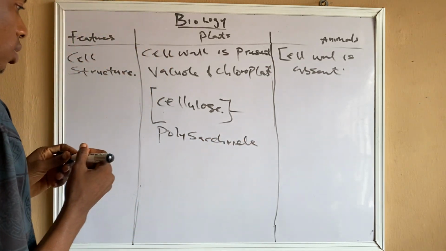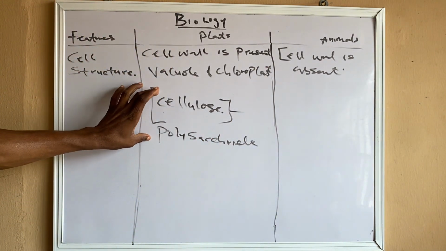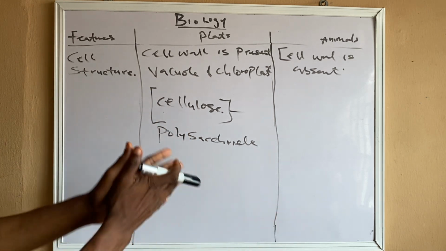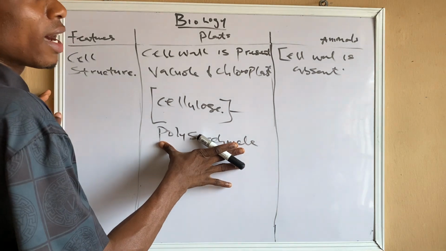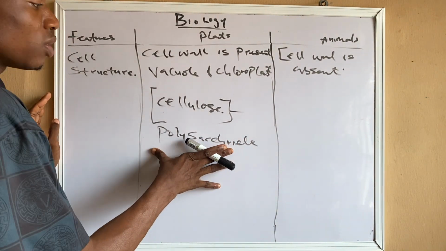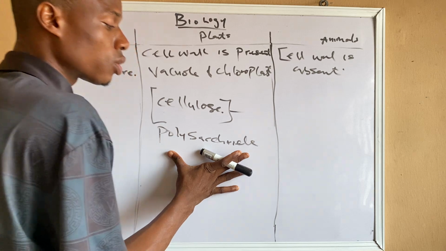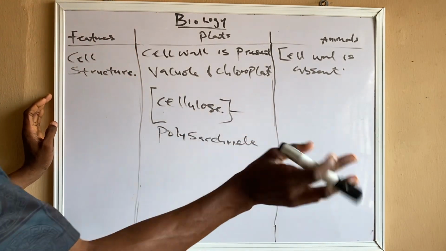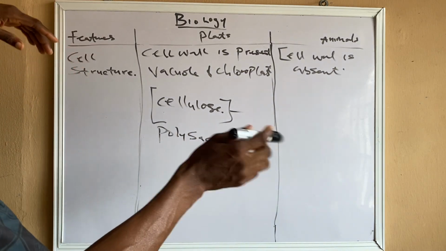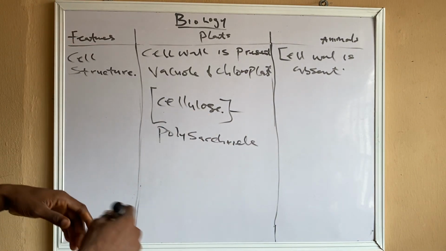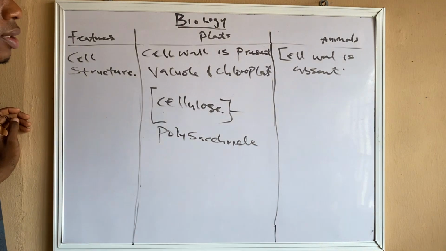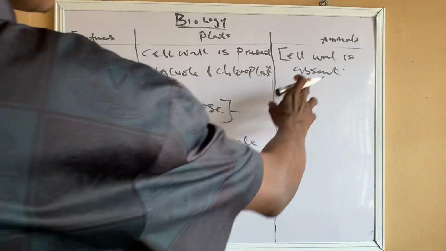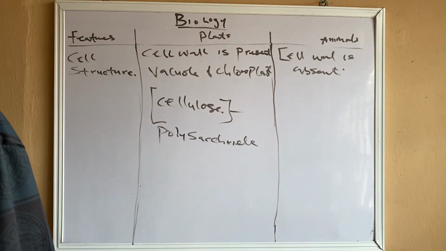What do I mean by polysaccharide? The combination of monosaccharides and disaccharides to produce what? To produce a higher saccharide, the polysaccharide. An example of a monosaccharide is glucose and the likes. That's the example. But in animals, the cell wall is absent.